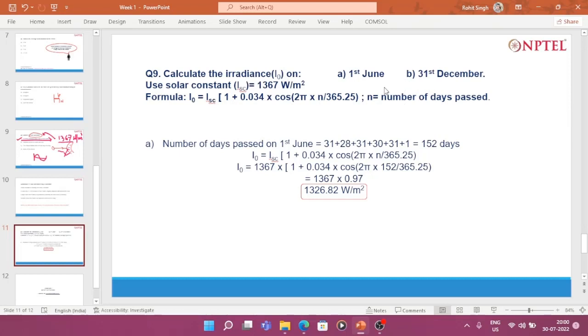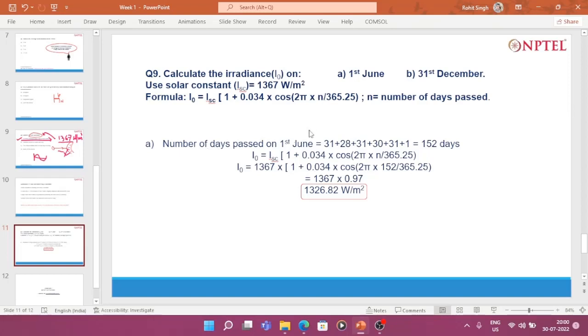We count 1st January as day 1. So 1st January is n equal to 1, 31st January is n equal to 31, 28th February is n equal to 31 plus 28, similarly. And this pi is 180. This whole thing is in degrees, so it has been multiplied by pi.